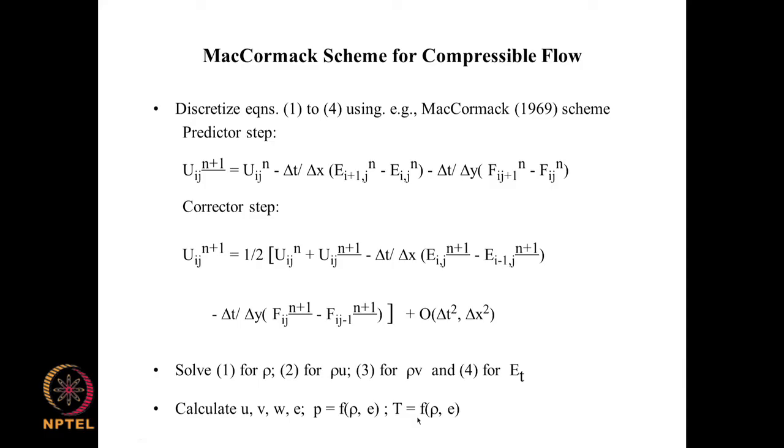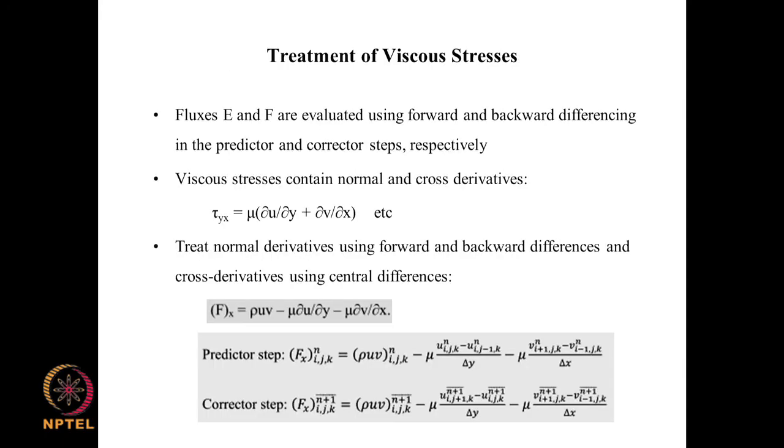So, in this way we can get all the equations, but there is slightly more elaboration that is needed here, because we have not said anything about taus and q's and all that. So, let us just look at the treatment of viscous stresses. Okay. So, here we have fluxes E and F evaluated in the McCormack method using forward and backward differencing in the predictor and the corrector steps respectively.